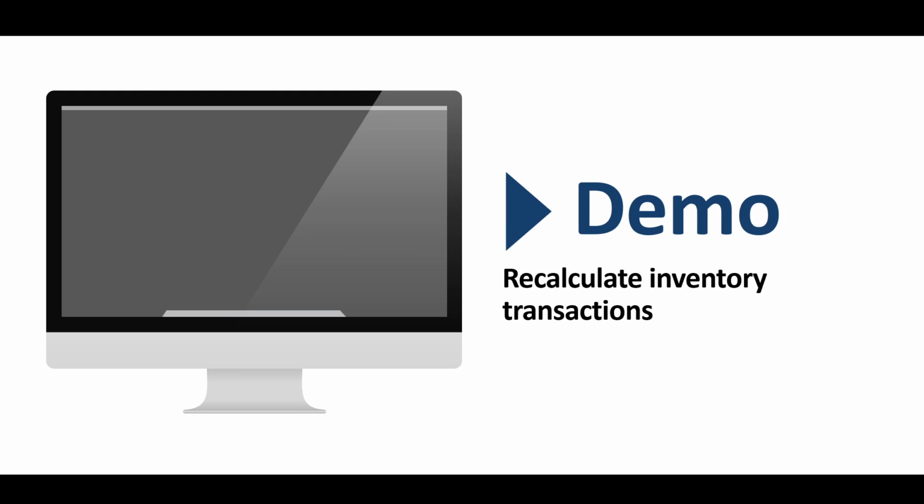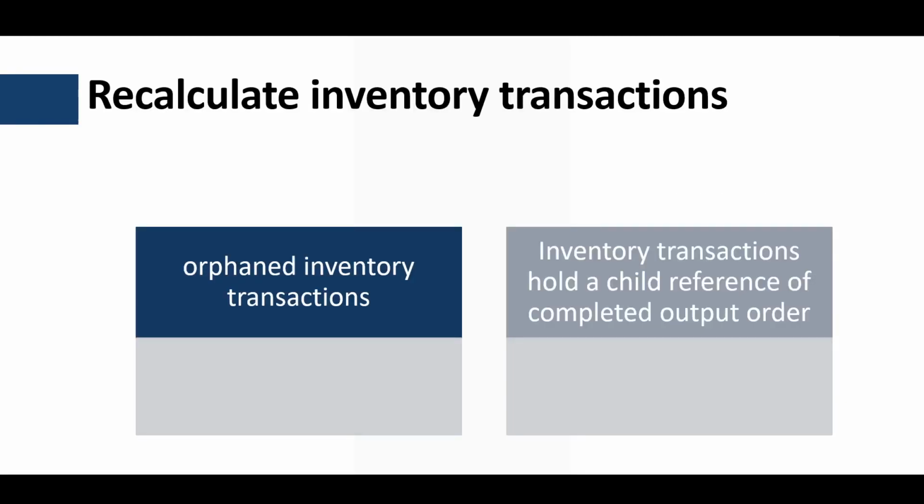Now let's review the second option, recalculate inventory transactions. This option is used to fix the corrupted inventory transactions. So far, it handles two scenarios. The first one, if the received transfer order still has ordered transactions, and the second one, when the transfer order is still linked to a completed output order.